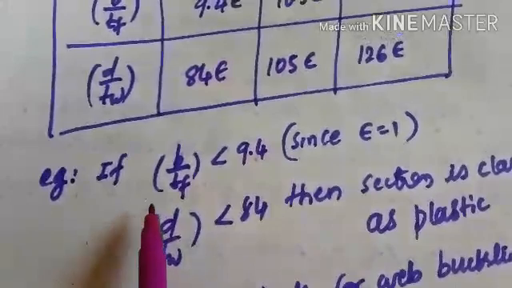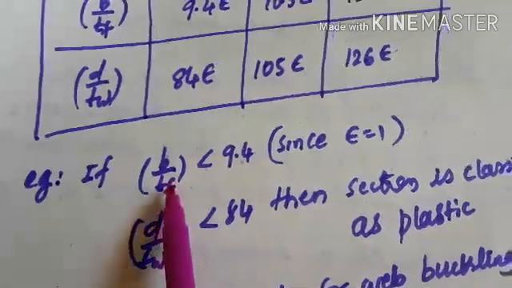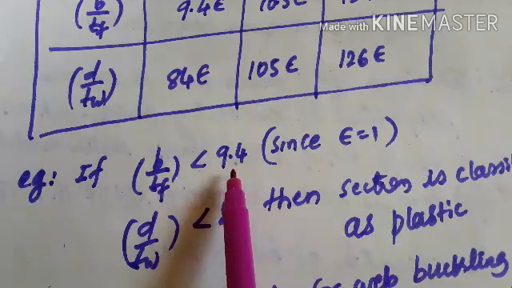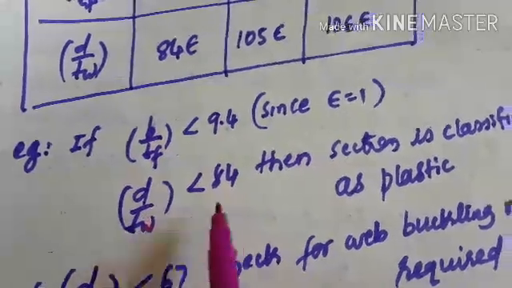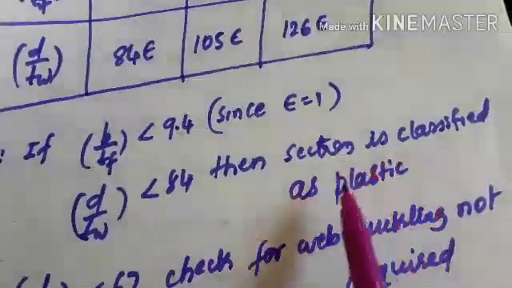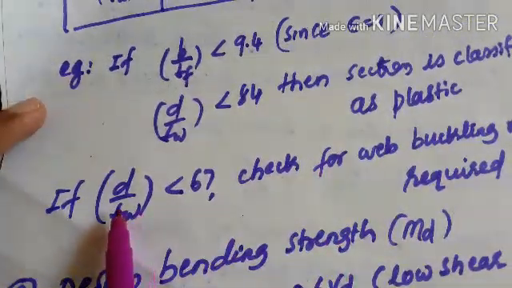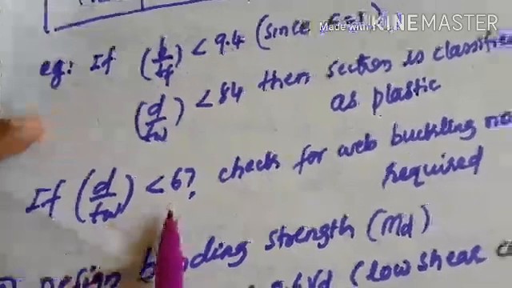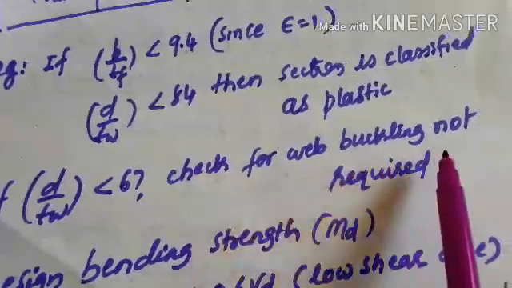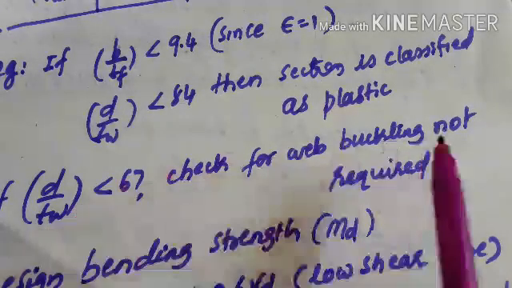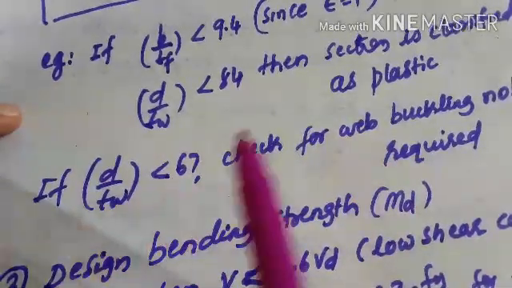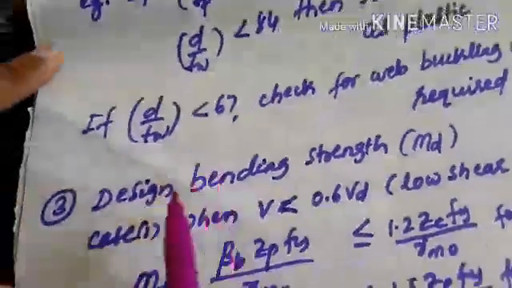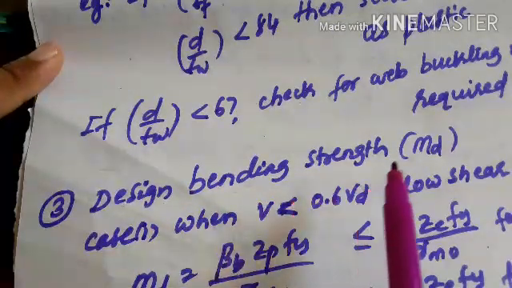For example, if the ratio of the flange element is less than 9.4, since epsilon is 1, and the ratio for the web element is less than 84, then the section is classified as a plastic section. One more check you need to do: if the ratio of web element, d by tw, is less than 67, a check for web buckling is not required. If it is beyond 67, then you have to go for the check for web buckling. Once you know the classification of the section, based on that you calculate the design bending strength Md.